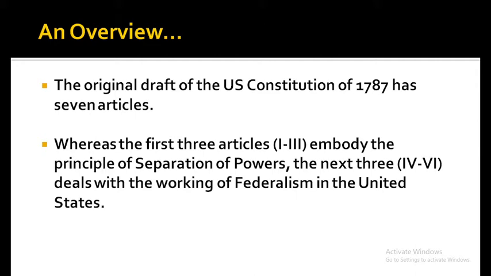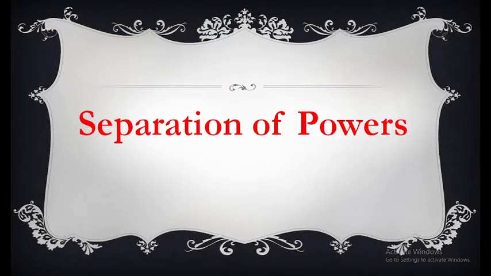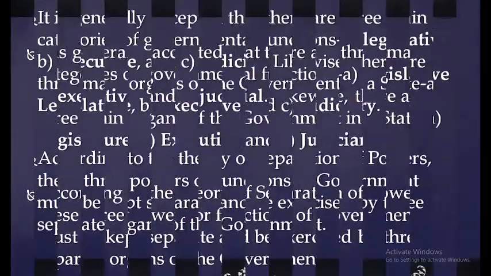The first article deals with the legislative branch or the Congress. The second article deals with the president or the executive branch. And the third article deals with the judiciary or the Supreme Court and its subordinate courts. The last article, that is Article 7, establishes the procedure subsequently used by the 13 colonies or 13 states to ratify the Constitution. Now let us begin with separation of powers.